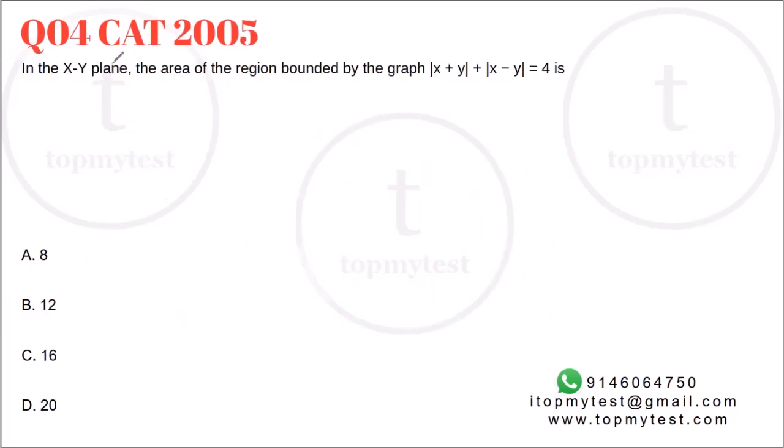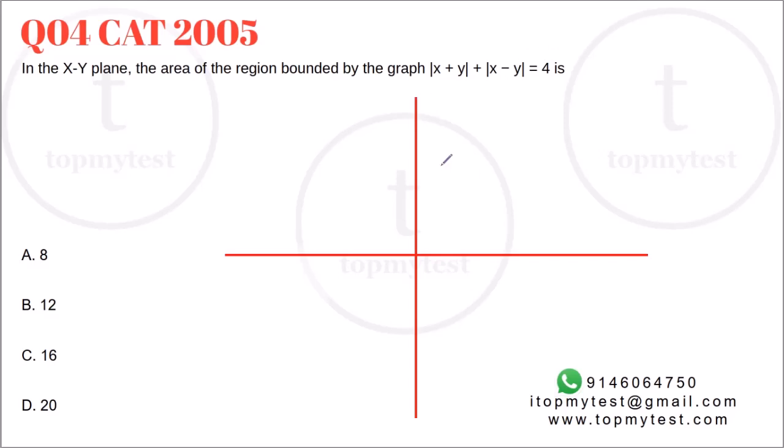The fourth question is perhaps the trickiest of all these modulus questions. This says in the xy plane, the area of the region bounded by the graph modulus of x plus y plus modulus of x minus y equals 4 is how much? Okay, so let's draw the coordinate axis. So now, unlike the previous questions, we have to worry about the entire modulus. Again, you'll have 4 scenarios when x plus y is positive, x minus y is positive. Second case where x plus y is positive, x minus y is negative. Third case where x plus y is negative, x minus y is positive, and a fourth case where both of them are negative.